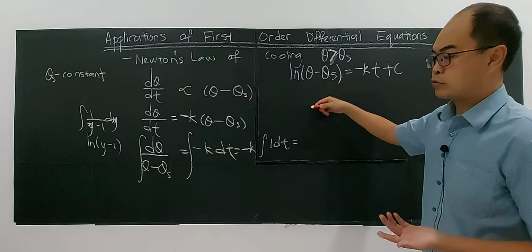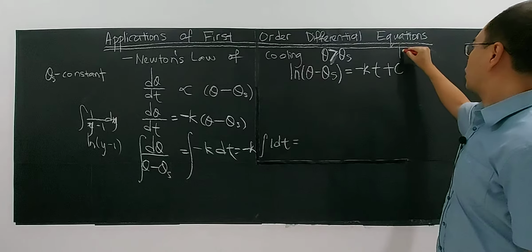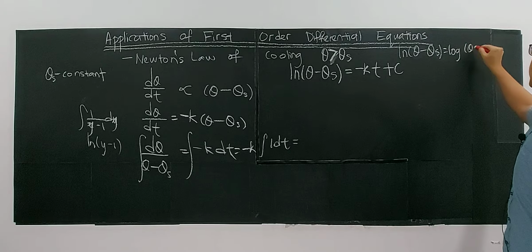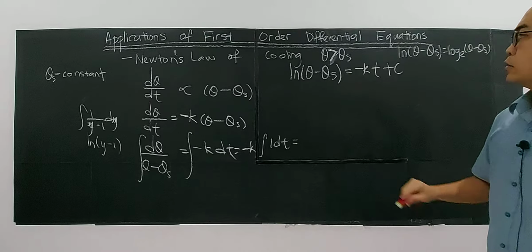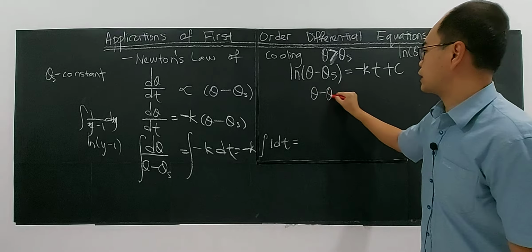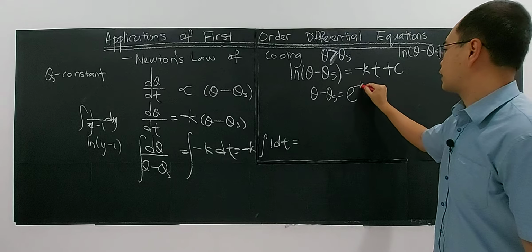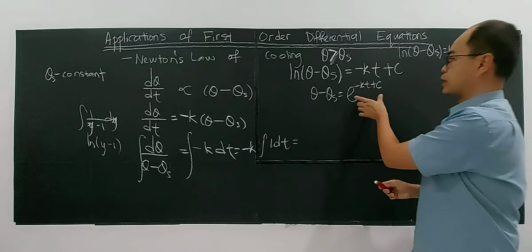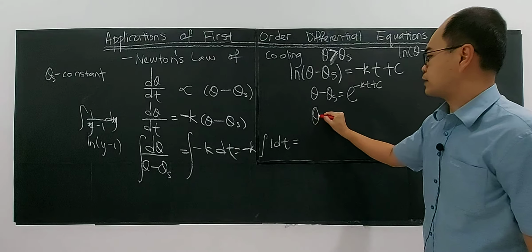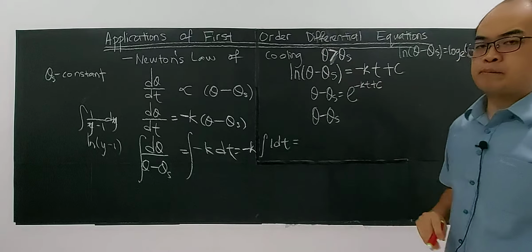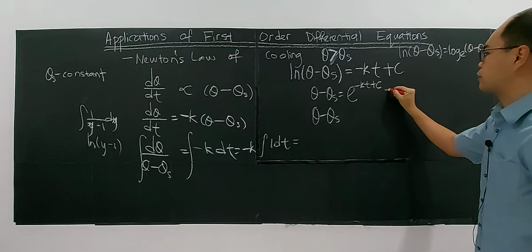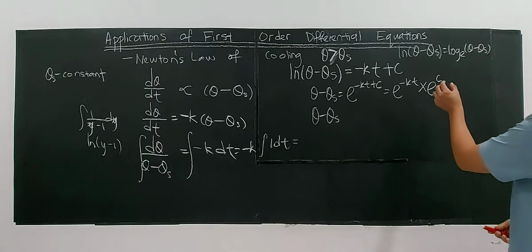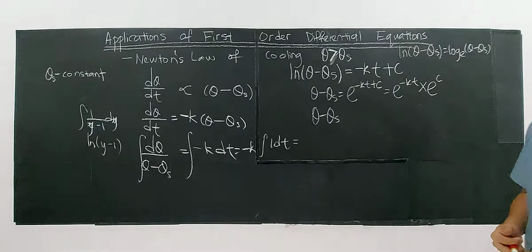So now, as this is a log e, ln theta minus theta s is log of theta minus theta s to the base e, right? So as you can bring it over, it becomes theta minus theta s equals exponent negative kt plus c. Log base e, so we bring it over and it becomes exponent negative kt plus c. As in the previous lesson for application, every model, when you look at this, you can rewrite this into e negative kt multiplied with e^c, right? Because if you multiply, it shows addition.